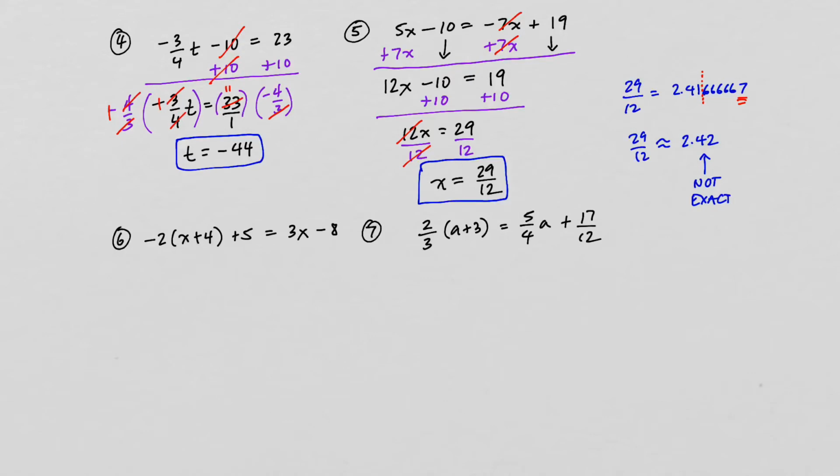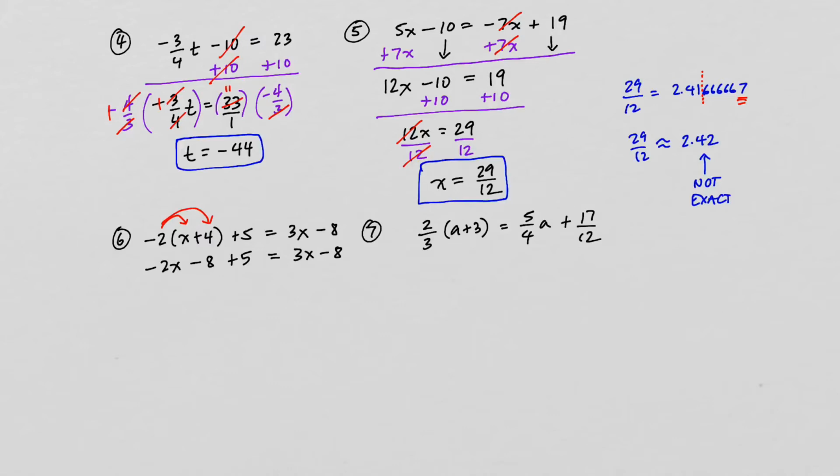So our next example also has variables on both sides of the equation, and for the first time we have some parentheses involved. When you have parentheses in an equation, most of the time you want to multiply out those parentheses. So that means we need to use the distributive property to multiply negative 2 by both x and 4. So we know negative 2 times x is negative 2x, and negative 2 times positive 4 is negative 8. And the rest is the same. Plus 5 equals 3x minus 8.